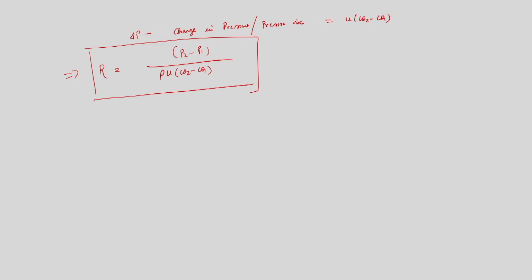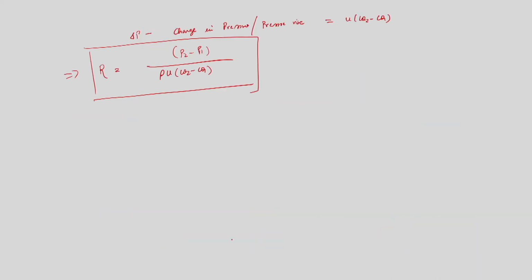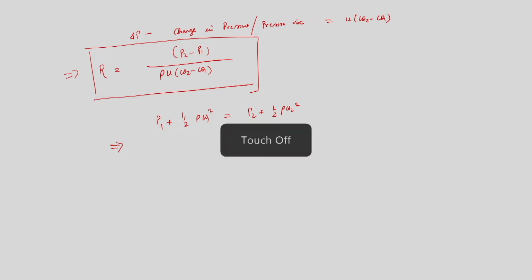So, now if I go back to the velocity triangles that we have drawn previously, as I said, if I apply the Bernoulli equation, of course in a rotating frame of reference, then instead of absolute velocity I need to write the relative component of velocity. So, I can write P1 plus half rho W1 square is equal to P2 plus half rho W2 square. This is the Bernoulli equation across the rotor.